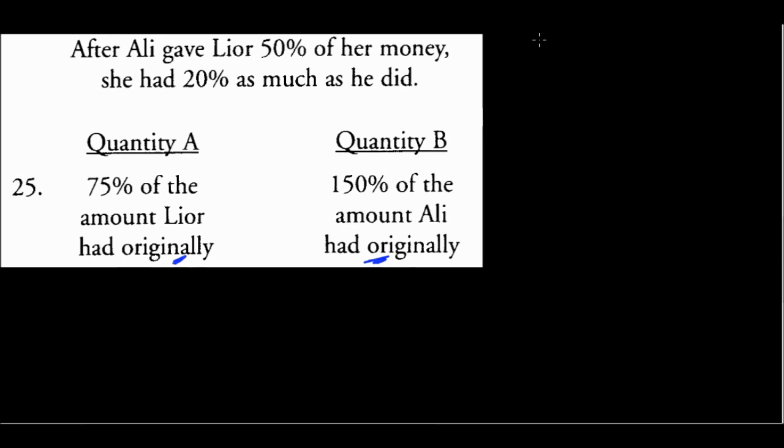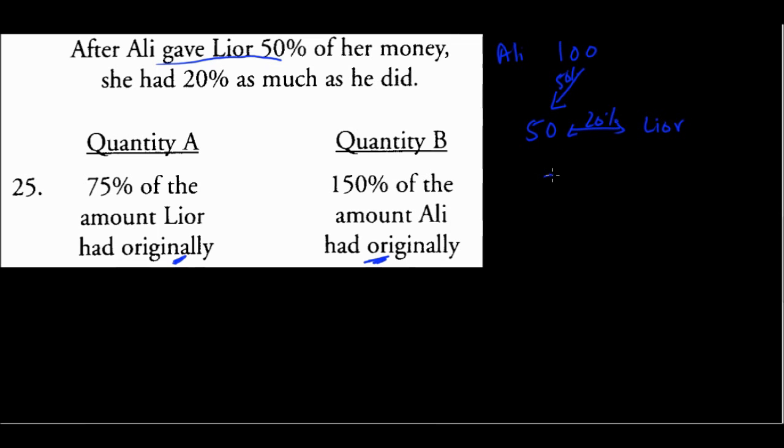How about we start with Ali having $100. Okay. So Ali had $100 to start off. The question says Ali gave 50% of her money to Lior. So if I take 50% of this amount, I'll get $50. After Ali gave Lior 50% of her money, she had 20% as much as he did. So now this 50 that Ali has left is 20% of what Lior has at this time.